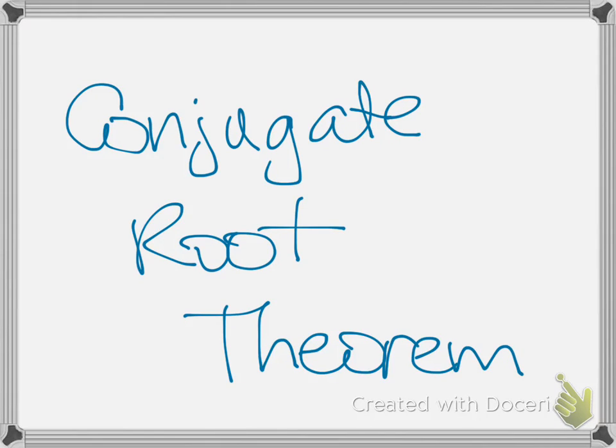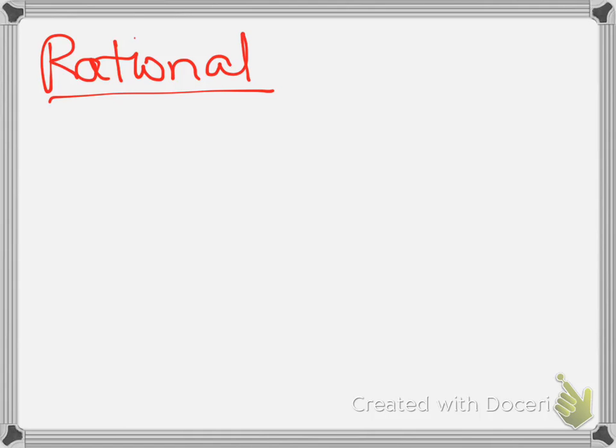Another important theorem related to polynomials and their roots is called the conjugate root theorem. The conjugate root theorem has two things to say. The first statement that we need to be familiar with is what happens if your polynomial has rational coefficients. And remember that having a rational coefficient simply means that your coefficients are ratios or fractions. That can also mean integers, because all integers are rational numbers.